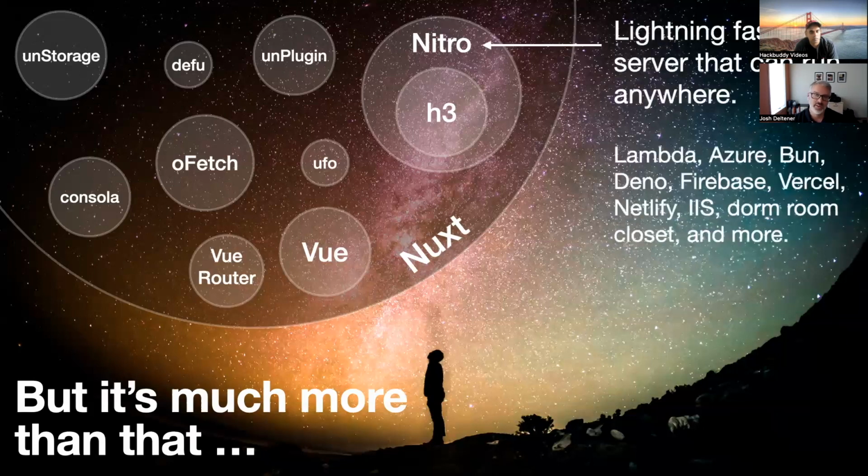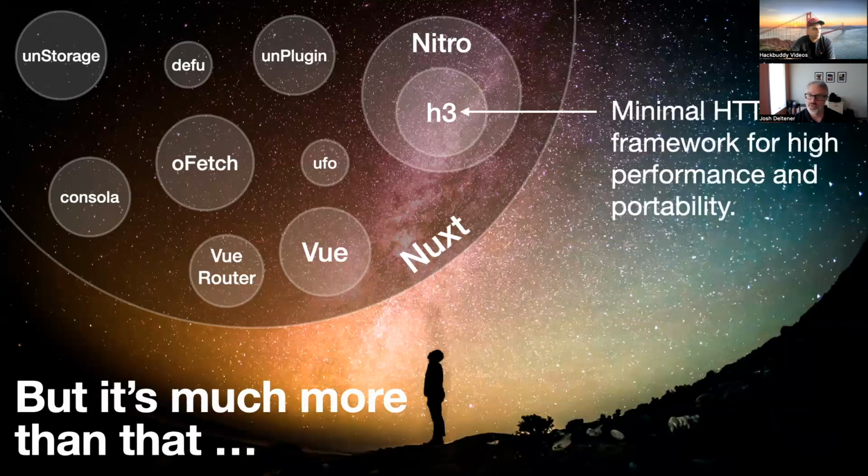So for example, Nitro, it's a super fast web server that can run pretty much anywhere. Lambdas, Azure, Bun, Deno, what have you. It can run on those natively. Now, inside of that, they built another thing called H3. And you can kind of think of that as a lower level Express, kind of. It's literally the raw HTTP framework for high performance and portability.